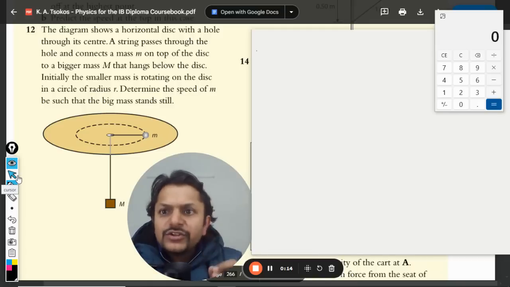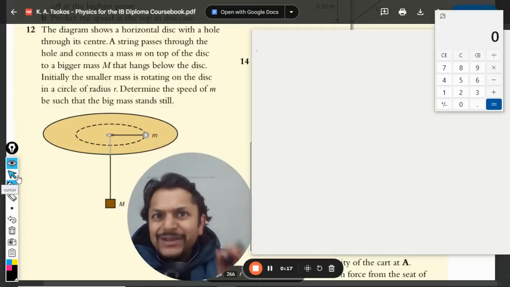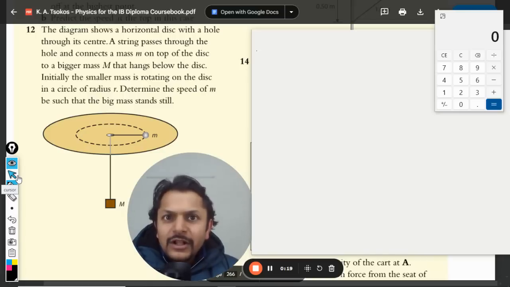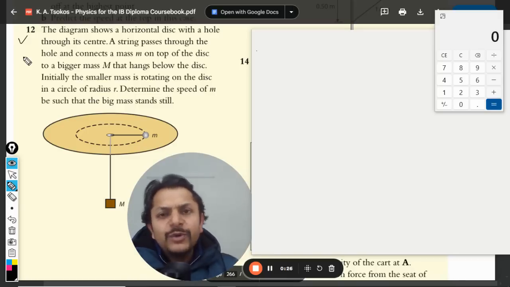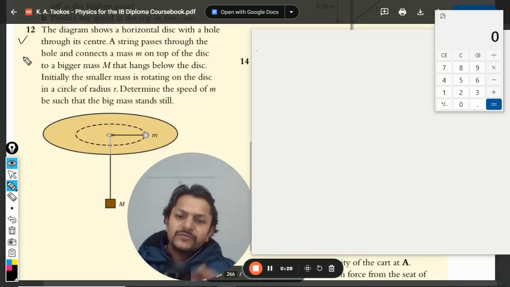In this question, I'm going to show you another application of the horizontal circle. And this is a very important question. It is given in the book. I have seen that, but this question is also asked by IB many a times. So that is very, very important for us.